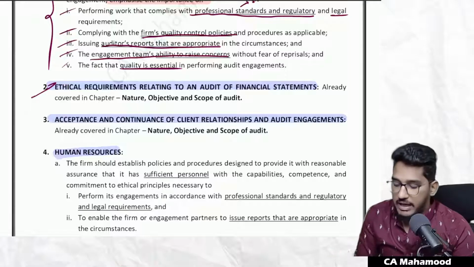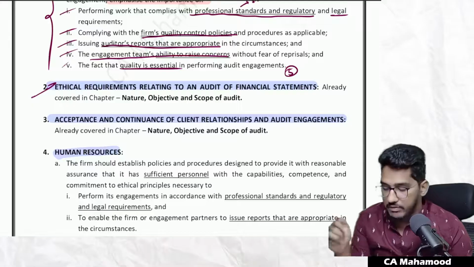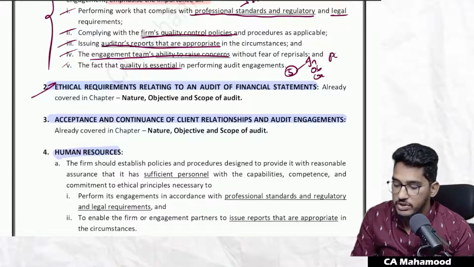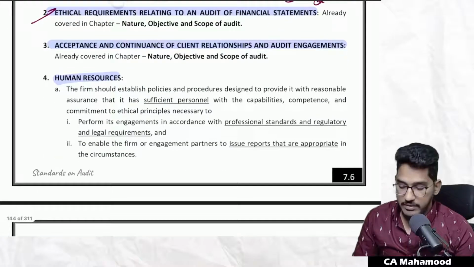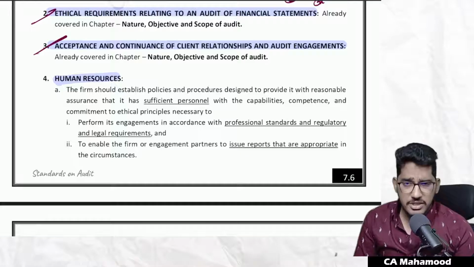As I have told, there should be 5 ethical requirements. Those 5 ethical requirements we have already covered in nature, objective and scope of audit. I have revised also. What are the 5 ethical requirements? Integrity, objectivity, confidentiality, professional competence and due care, and professional behavior. Next one, acceptance and continuation of client relationships and audit engagements.